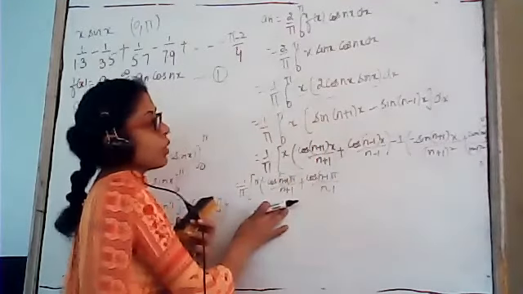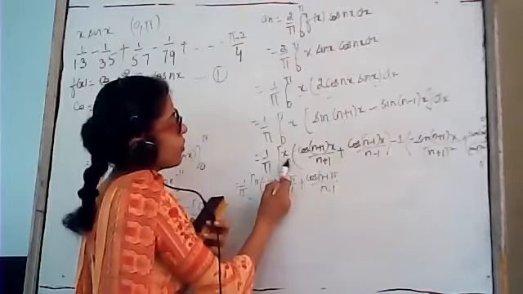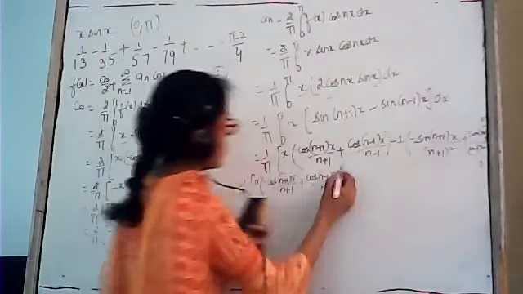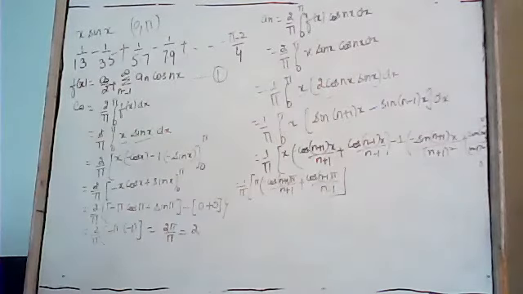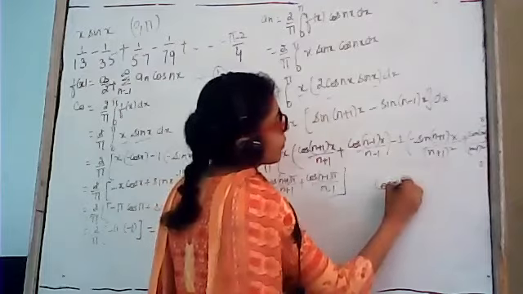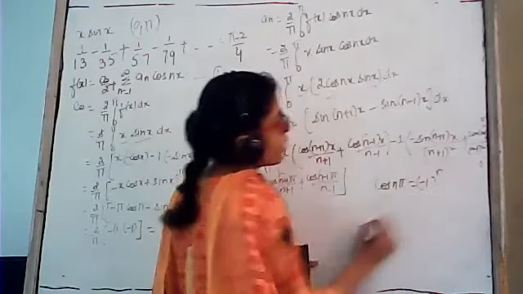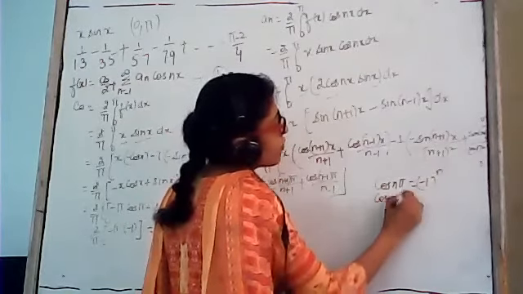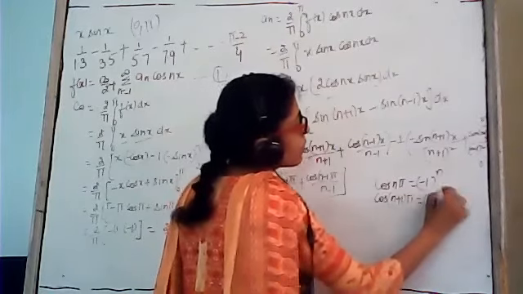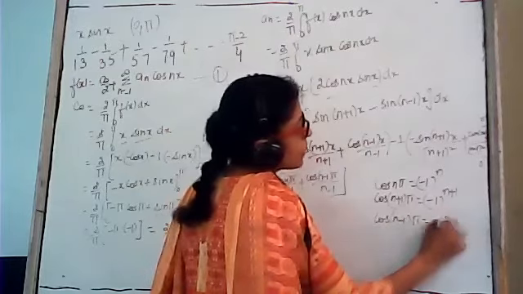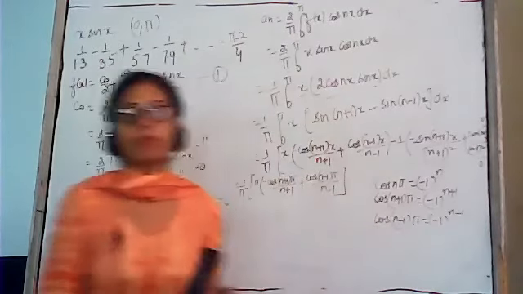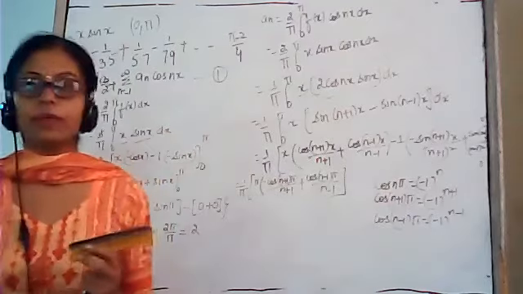After that, substitute lower limit. This term will be 0 and this is again 0. So we will get only these two terms. Cos n pi, this is equals to minus 1 the power n. Similarly, cos (n plus 1)pi is equals to minus 1 the power n plus 1, and cos (n minus 1)pi is again equals to minus 1 the power n minus 1. Right?